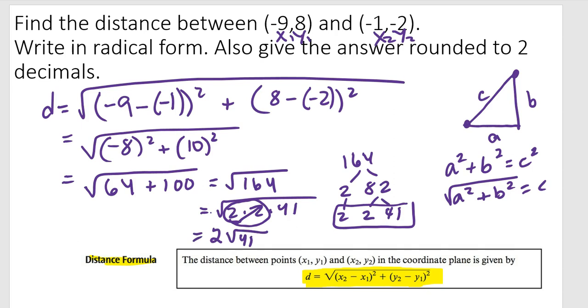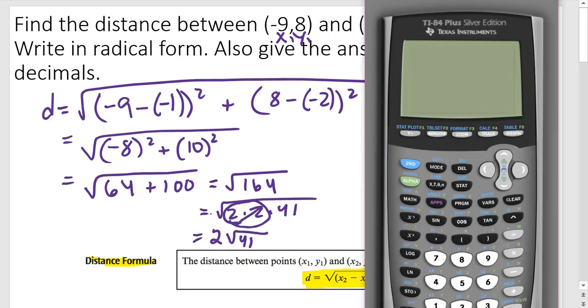It also asks us to give the answer rounded to 2 decimals. To do the decimal form, we'll need our calculators. So we'll enter in 2 times, and then to get the square root, we're going to hit second x squared, and then 41, and then enter, and I get 12.81.